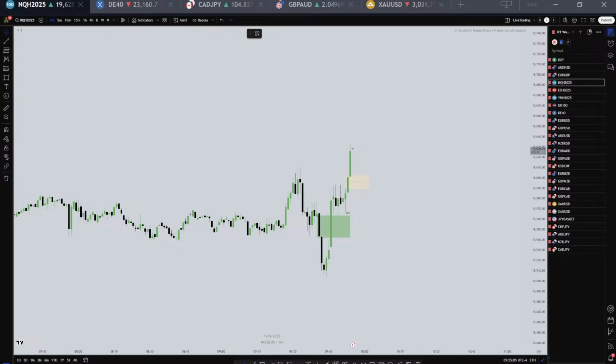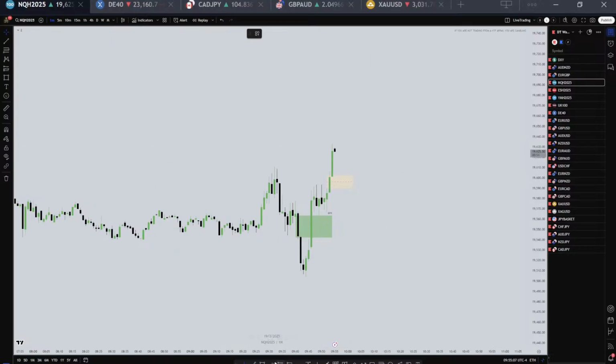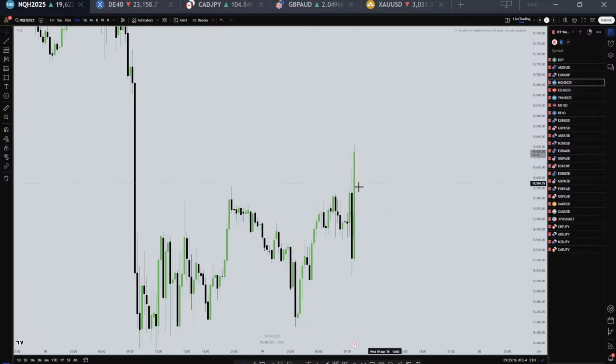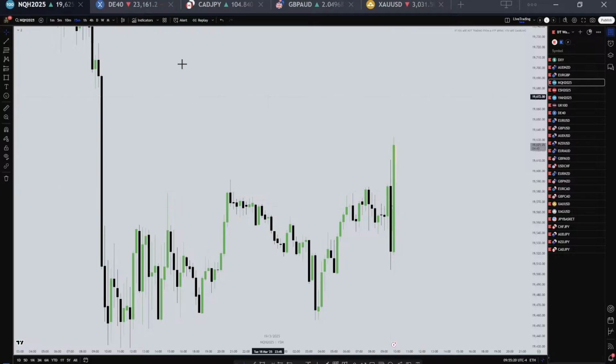Well, pretty nice reaction. Also, if you zoom out a bit, we have a massive order block created in four minutes from now. Let's see if we close up above this down close candle.